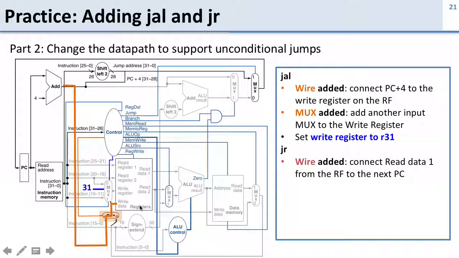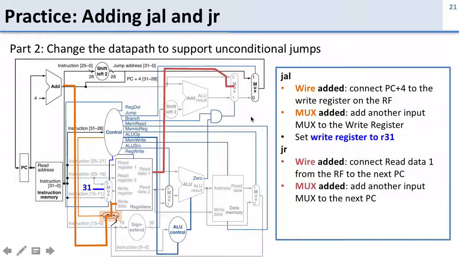Now, we need a wire for jump register. We need a wire that we can take the result out from the register file and put it up into our next PC. We need a mux so that we can choose between that and our other jump options. And we need a control signal, which will allow us to control that.